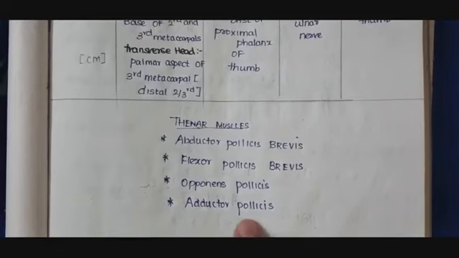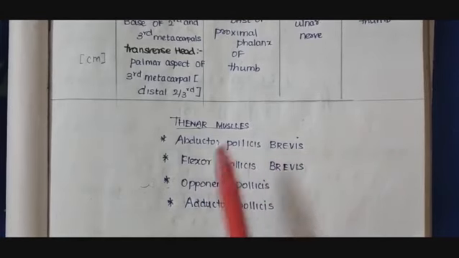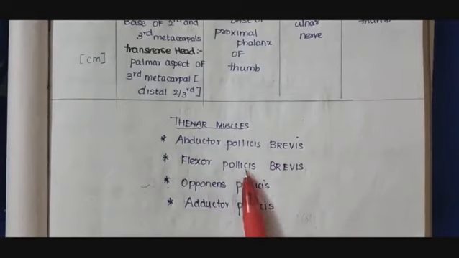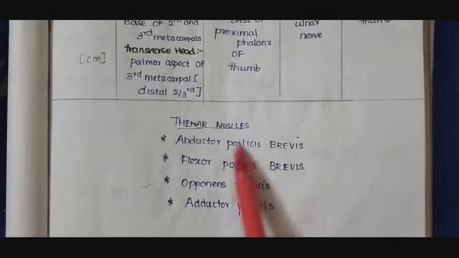There are totally 4 thenar muscles. The first one is abductor pollicis brevis. Second one is flexor pollicis brevis. Third one is opponens pollicis. And fourth one is nothing but adductor pollicis. Now, let us discuss the origin, insertion, nerve supply and the action of all those 4 muscles in detail.